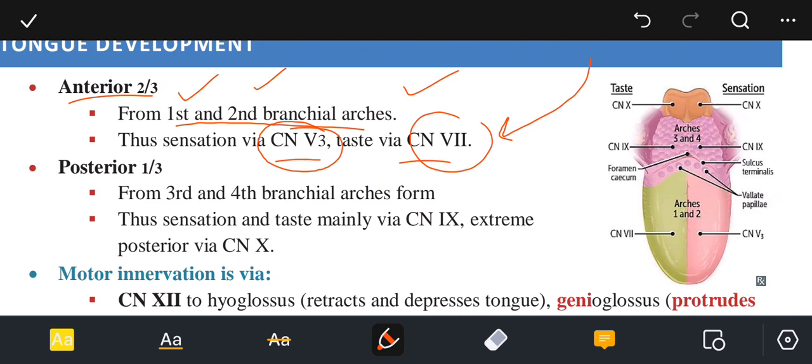Posterior 1/3 comes from the third and fourth branchial arches. The sensation is taken mainly by the glossopharyngeal nerve, which is the nerve of the third branchial arch, and the posterior part by the vagus nerve. So 3, 7, 9, 10. For the third arch we have the 9th cranial nerve, and for the fourth we have the 10th cranial nerve.